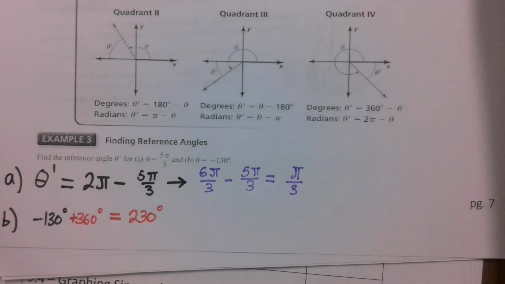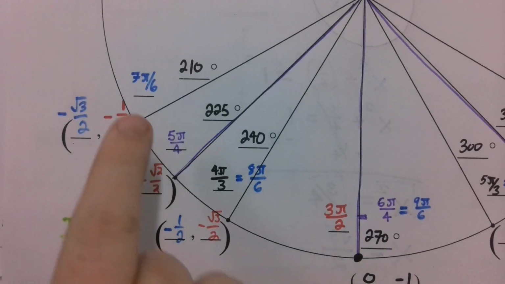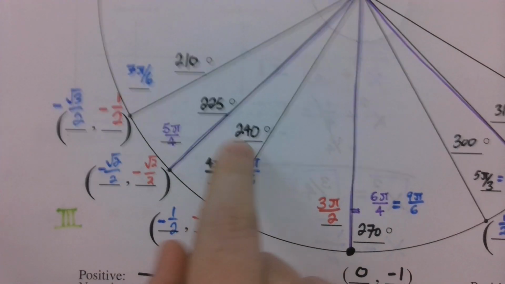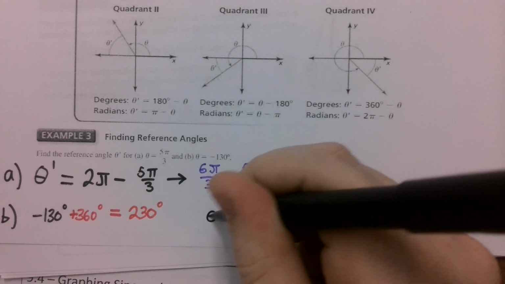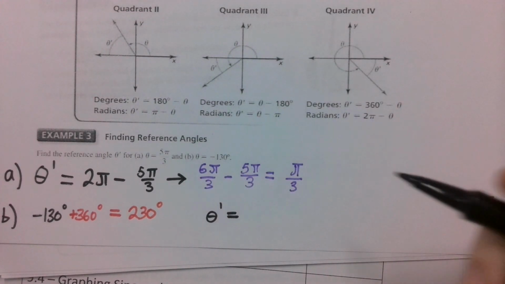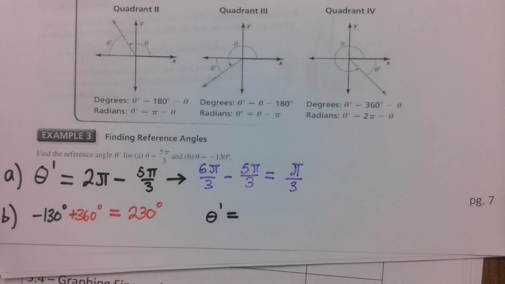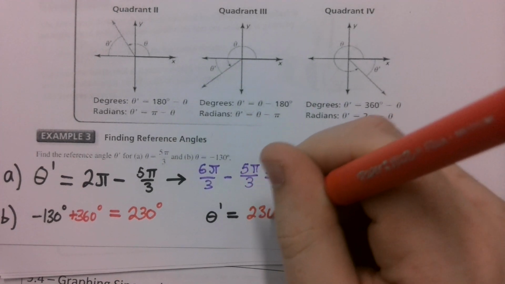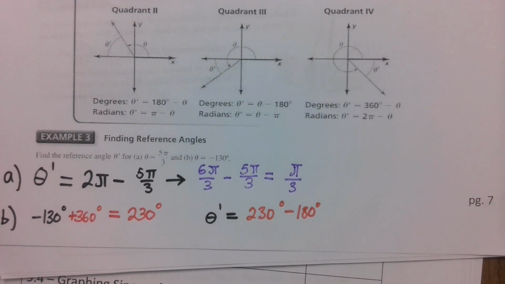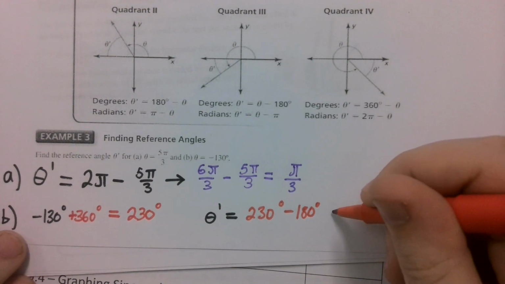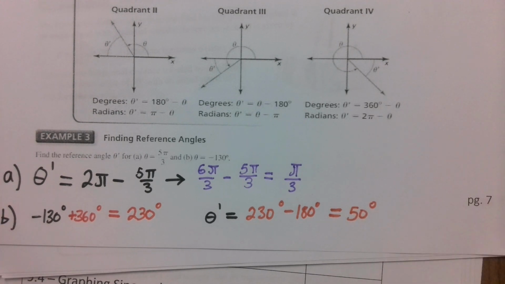So, if we look on our chart, 230 degrees is in between 225 and 240. So it's in quadrant 3. The rule for quadrant 3 is theta prime is equal to our angle measure, which in this case was 230, minus 180. In other words, we're asking, how far past 180 do we have to go to get to 230? And that's just 50 degrees. Our reference angle is a 50-degree angle from the x-axis. Done.